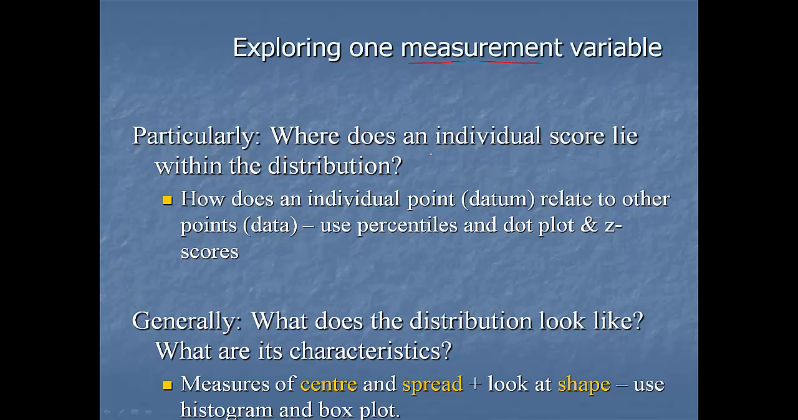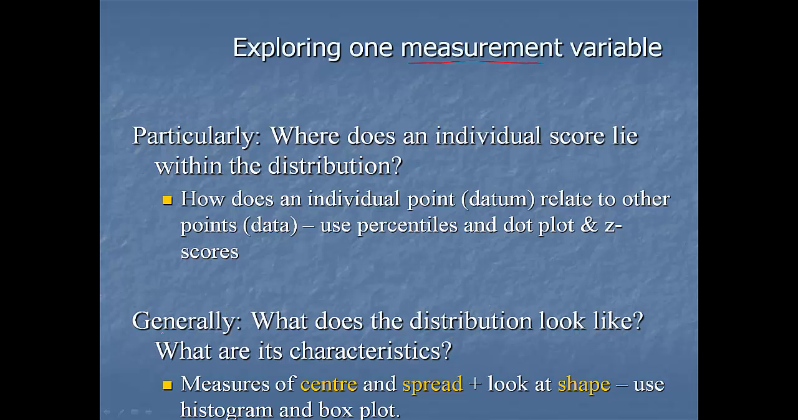So within all the scores, where does your individual score lie? Where does your mark lie in comparison to others? For example, a percentile is one way we do that. If you want to compare yourself to other students, and you're in the 90th percentile, that means 90% of students have a weaker score than you.